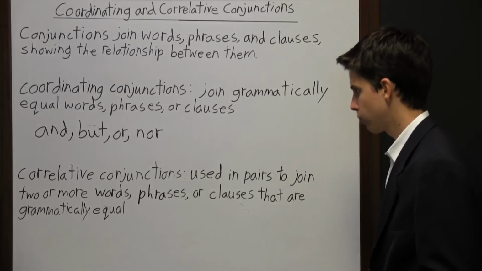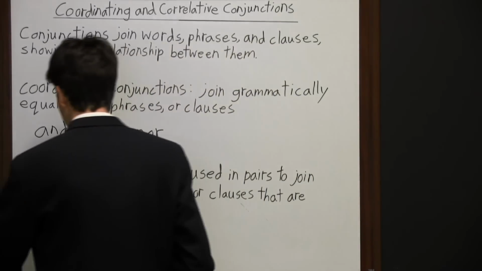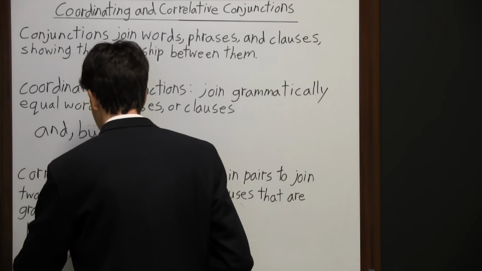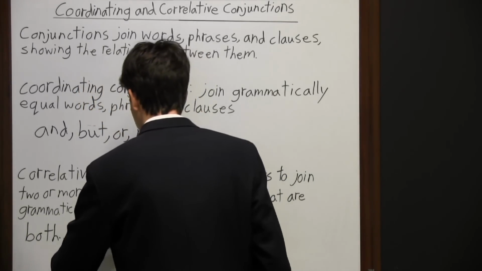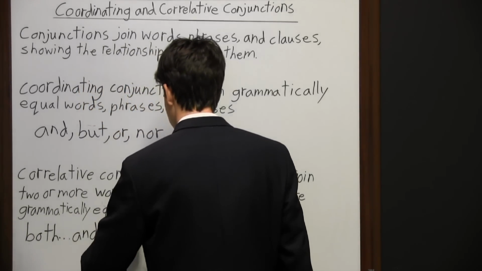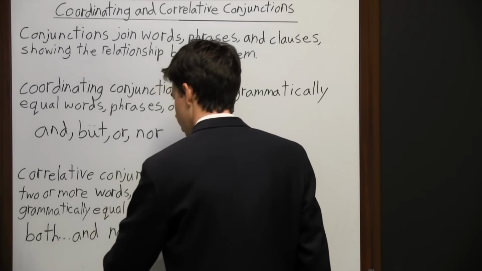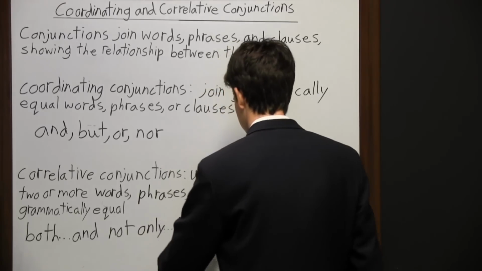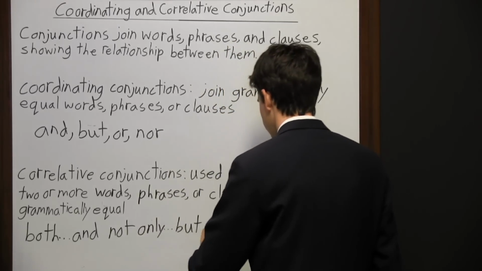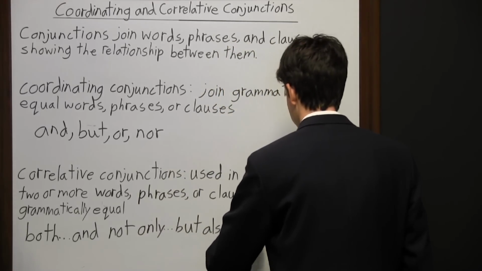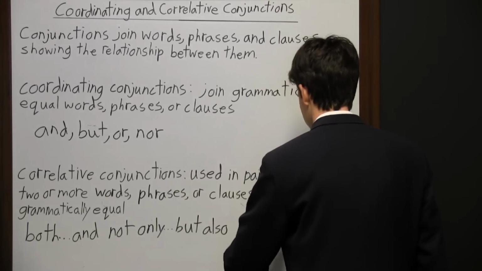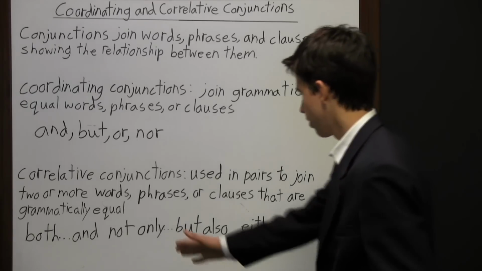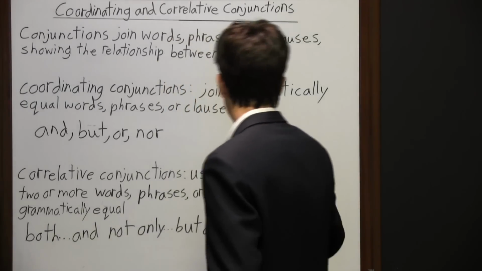So some examples of correlative conjunctions are both paired with and, not only paired with but also, and then either paired with or. So notice each time I have 3 dots in between the two conjunctions.